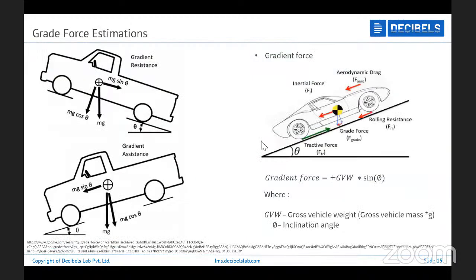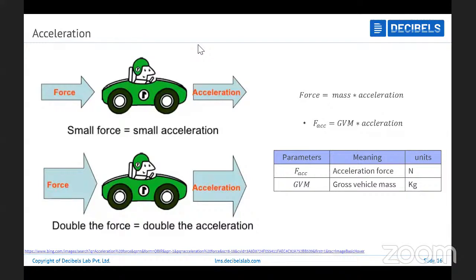Here you can see an equation. In the equation, we have mentioned plus or minus GVW into sine phi. The purpose of the plus or minus is that if it is an uphill condition, there is a requirement of extra effort, so we have to add this term. If it is a downhill condition, we have to subtract it. You might be wondering what exactly these terms are; we'll look into them further on.